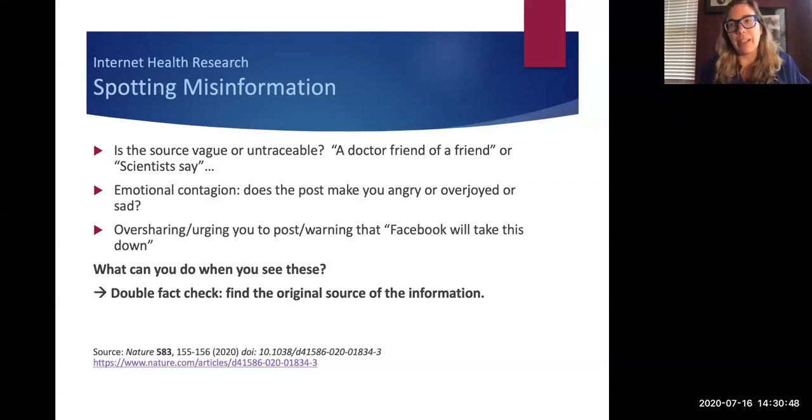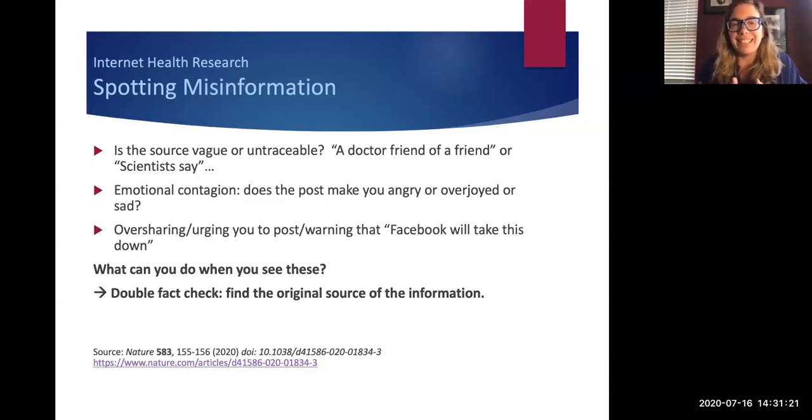Also in public health, we're never overjoyed because we're usually talking about illness or death. But if a post makes you feel angry or overjoyed or sad, it might be trying to get you to share it because of that emotion, not because it has factual information. People share things because of emotions a lot more than they do for facts. So be careful if you feel that. Check what might be causing it. And actually, this is probably also true for things like online shopping, but that's a different topic.